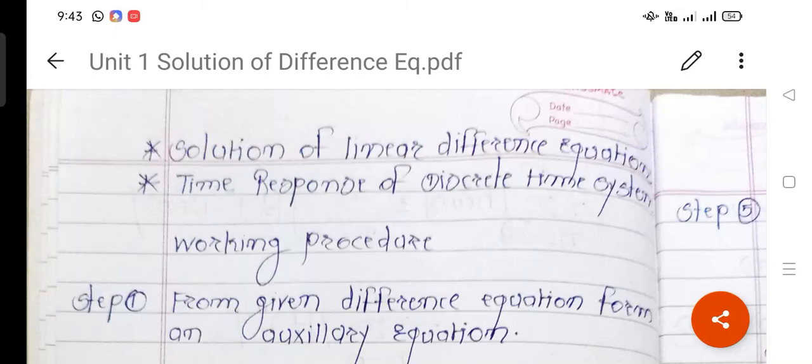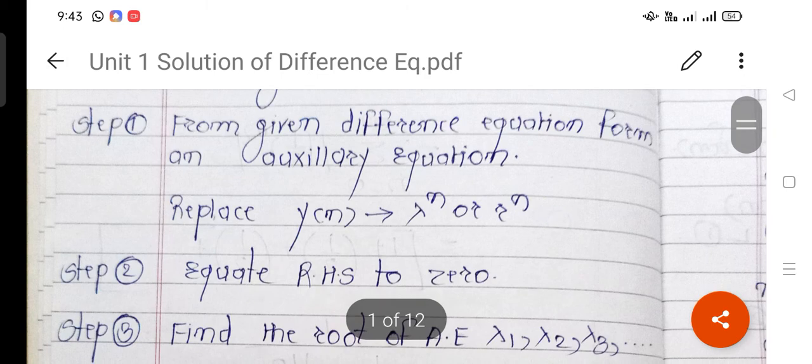Today we will see the new topic, that is solution of linear difference equation, that is the time response of discrete time system. Now we will see the working procedure. So what is the working procedure here?